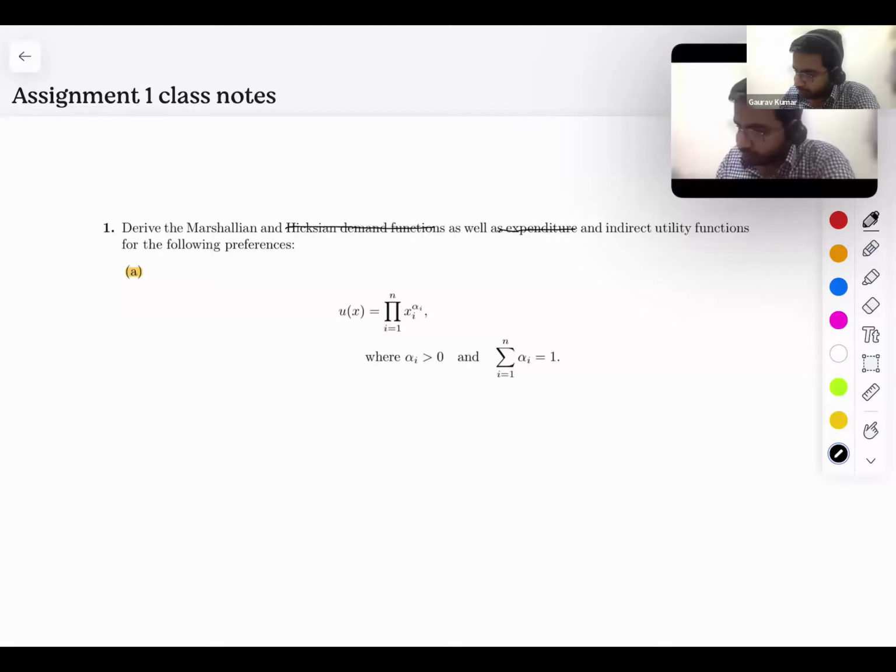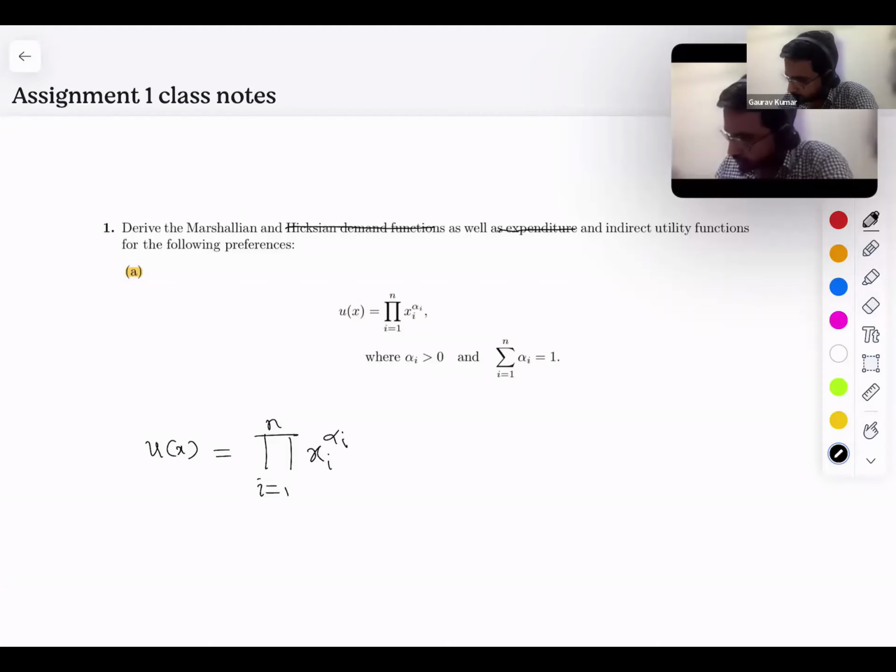Okay. So this is the first question. You can see what has been asked: derive the Marshallian demand and the indirect utility function for the following preference. Now you see the utility function has a representation of this kind, given in this kind of functional form.